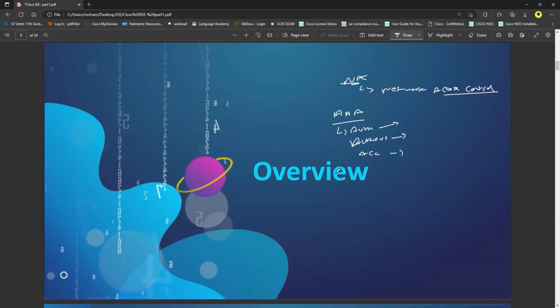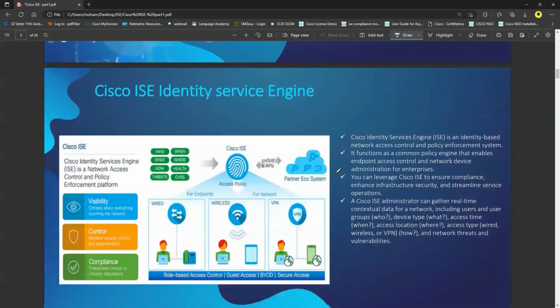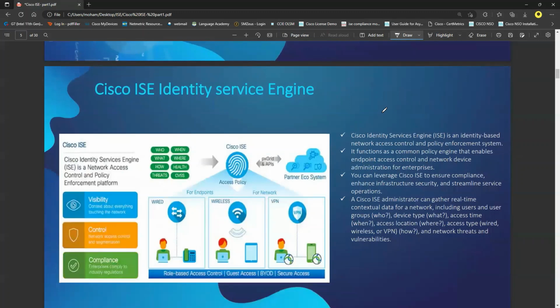So now let's look at the ISE. What do we actually mean by Cisco ISE or a AAA server? Cisco Identity Services Engine, the full form is Identity Services Engine, is an identity-based network control and policy enforcement system. It functions as a common policy engine that enables endpoint access control and network device administration for enterprises.